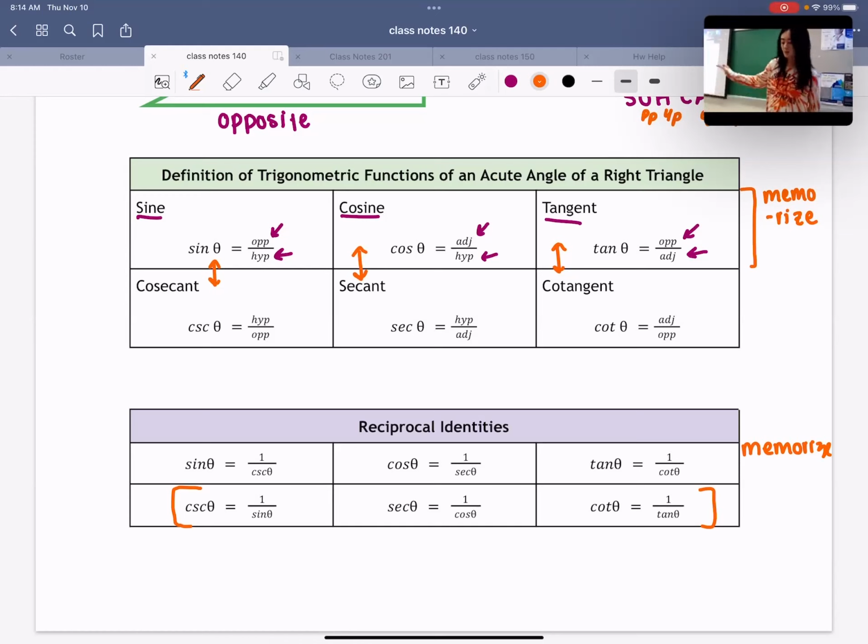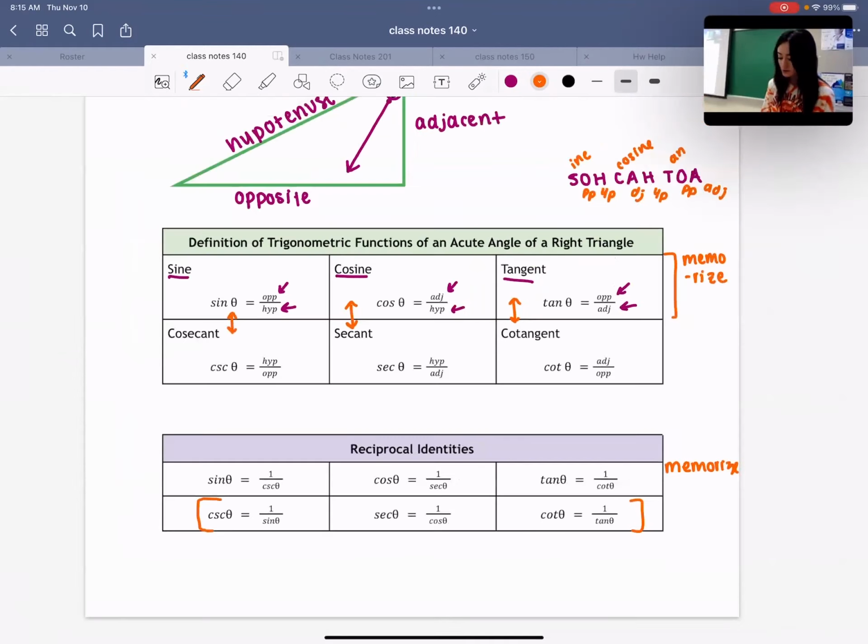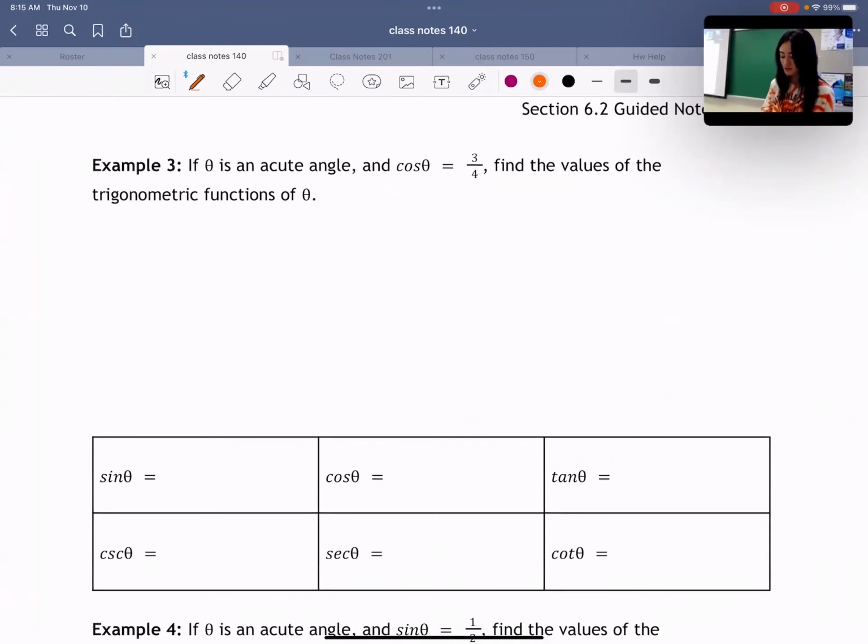Okay, so only memorize the top three reciprocal identities. The bottom three are literally saying the same thing as the top three. So it's not going to be useful if you memorize those. Okay. All right, so let's go do an actual example and see how we can actually do this a little bit more systematically.